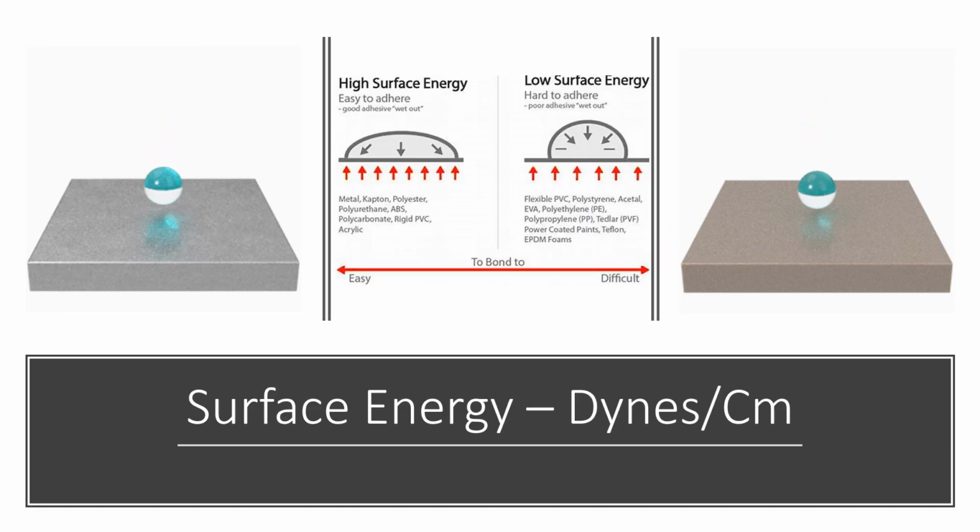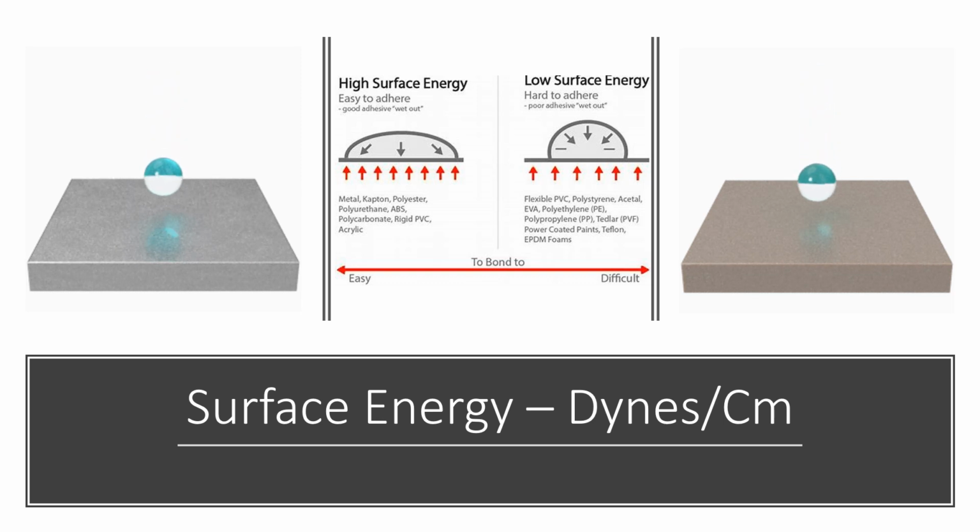An important topic when it comes to bonding is surface energy. Surface energy is measured in dynes per centimeter, and all of the substrates that we work with will have a specific surface energy. Low surface energy materials are typically materials that are very difficult to stick to, which you can see on the slide here. High surface energy materials are materials that are very easy to stick to.